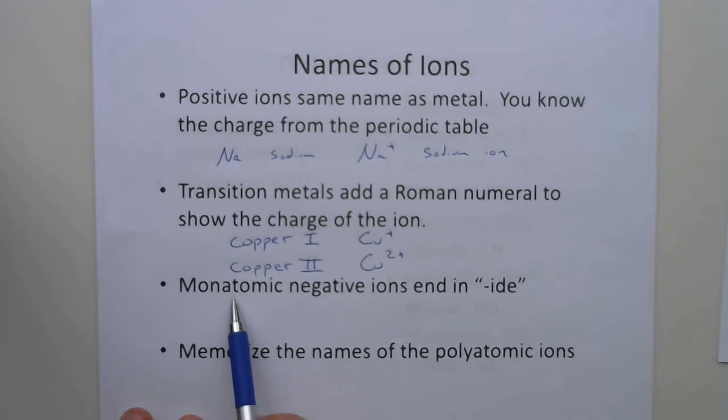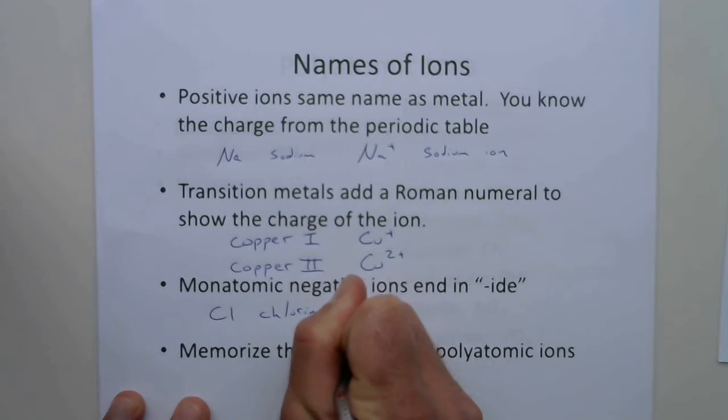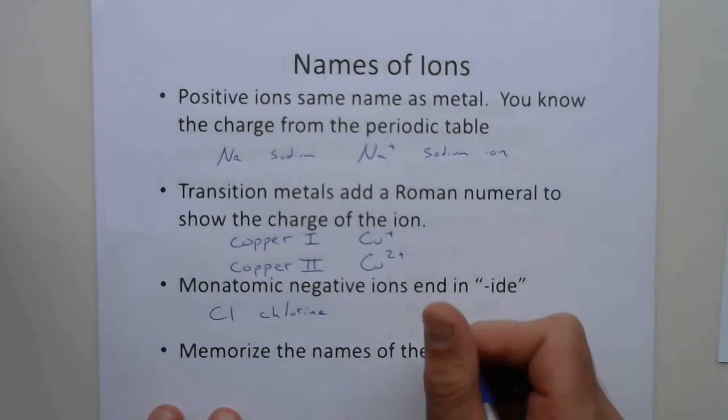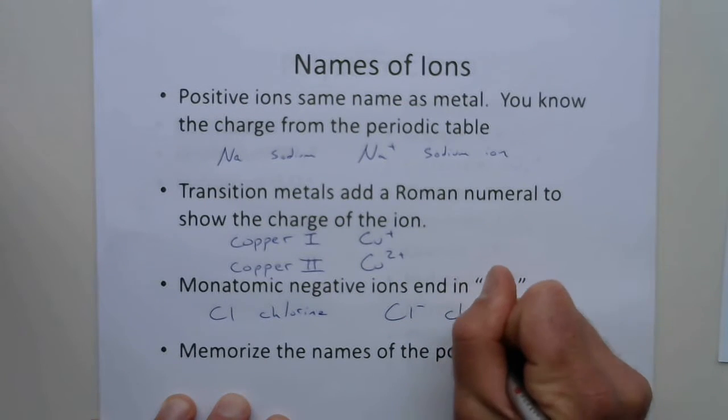The monatomic anions, that's just single atom negatively charged ions, are going to end in -ide. So for instance, Cl is chlorine. When it's a neutral atom, it's just called chlorine. You see that on the periodic table. When it becomes an ion, Cl with a -1 charge, we know it's a -1 charge because of where it is on the periodic table. Group 17 always forms -1 ions. So for chlorine, you change the ending to -ide. This ion is called chloride.